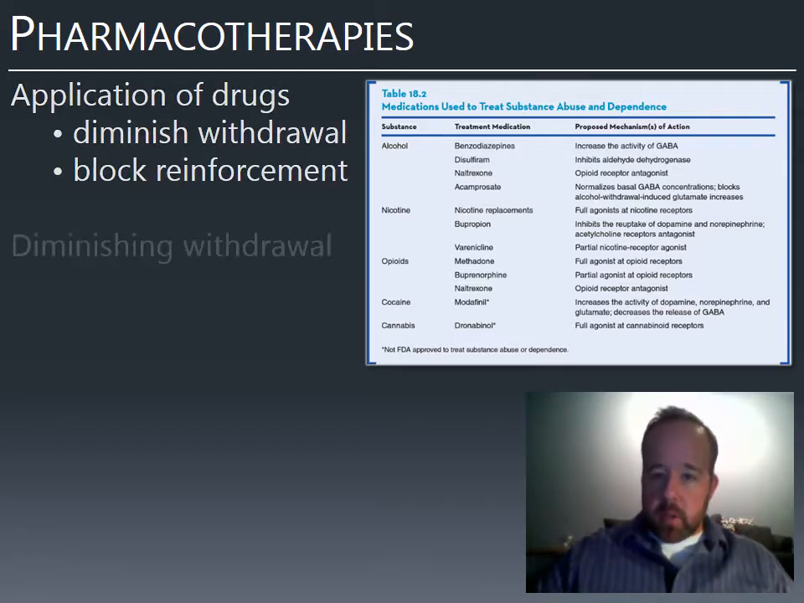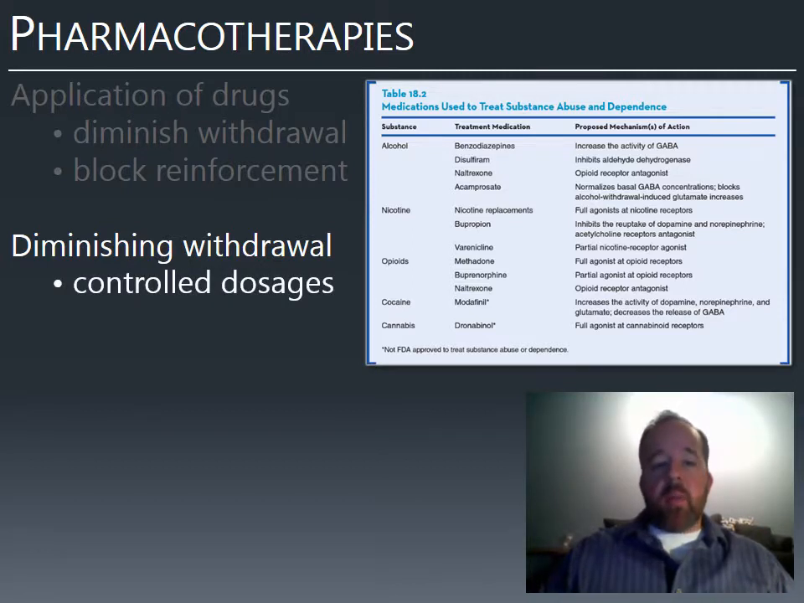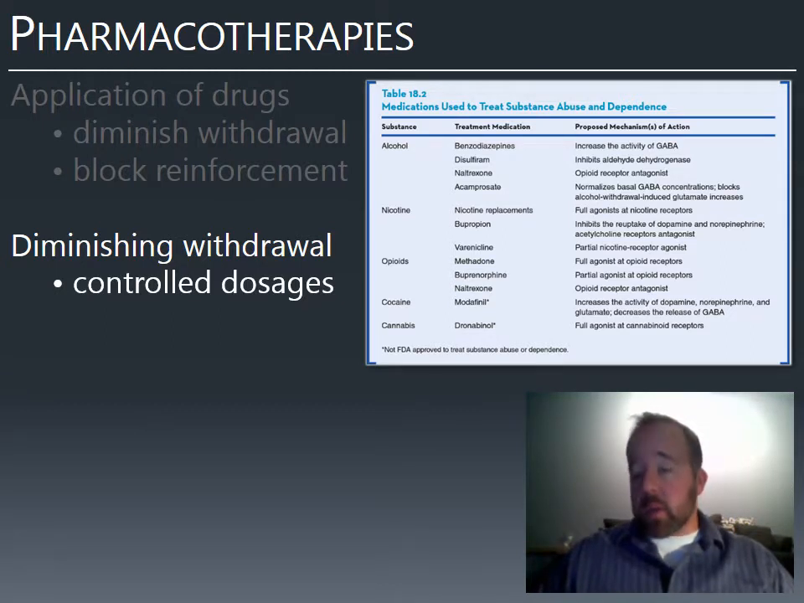And this on the right is a table from your book showing a number of pharmacotherapies, and these cover these two different domains. So in the domain of diminishing withdrawal, the idea here is that now, with this new drug, you can really control the dosage. Of course, people who abuse drugs are typically not very careful with the amount they're using at any one time, and of course they also build up a tolerance, so they have to keep on using more and more. With this pharmacotherapeutic approach, you can now control the dosage, so it's safer in that respect.